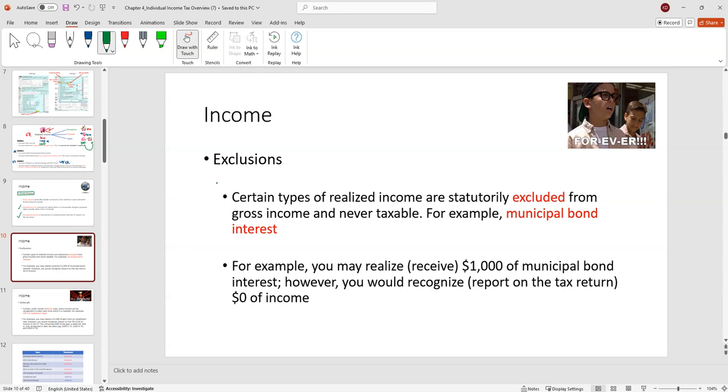The first would be exclusions. We are going to permanently exclude the income. It's like the Sandlot, if you've ever seen that, forever. We are forever and always going to exclude this income on the federal income tax return. So muni bond interest income: we will have realized, for example, $1,000, but we will recognize 0. That is to say, we will fully exclude all of that amount.